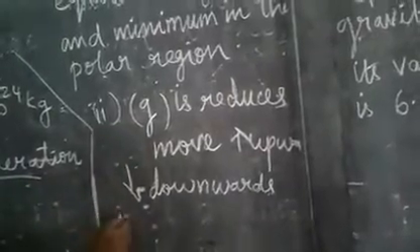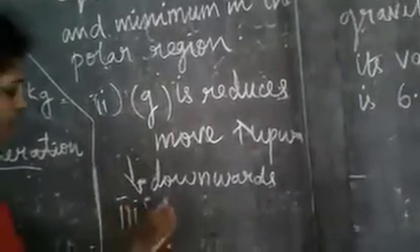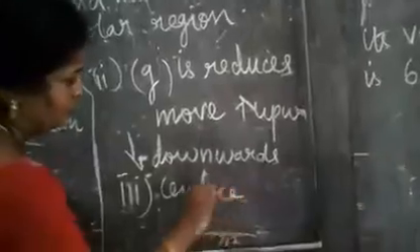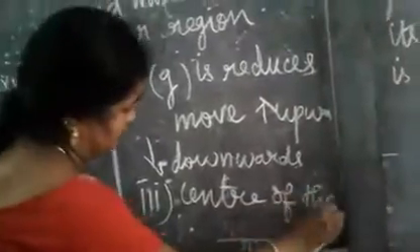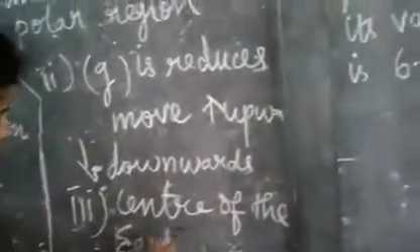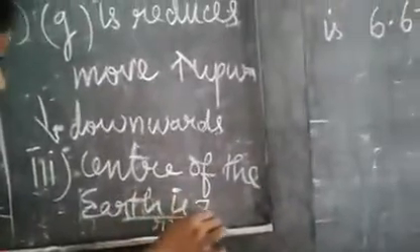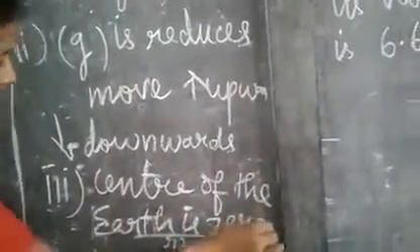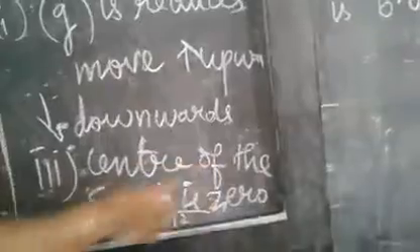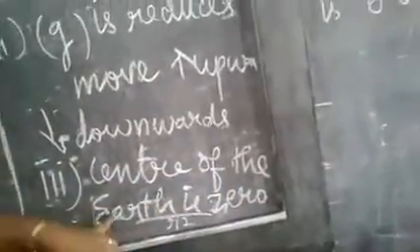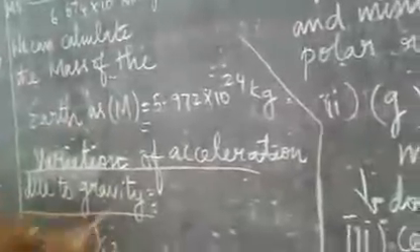But at the center of the earth, the acceleration due to gravity is 0. This is the variation of acceleration due to gravity.